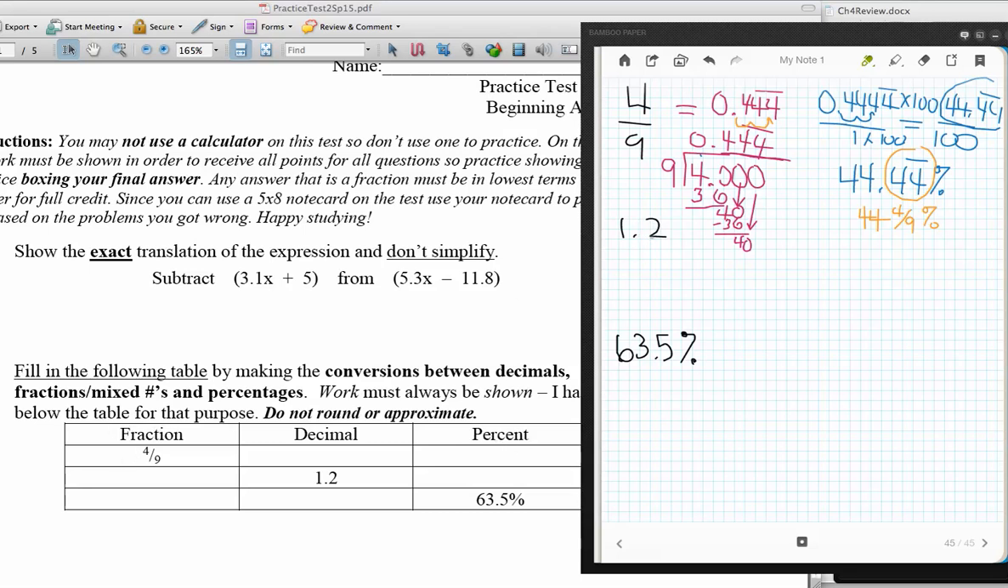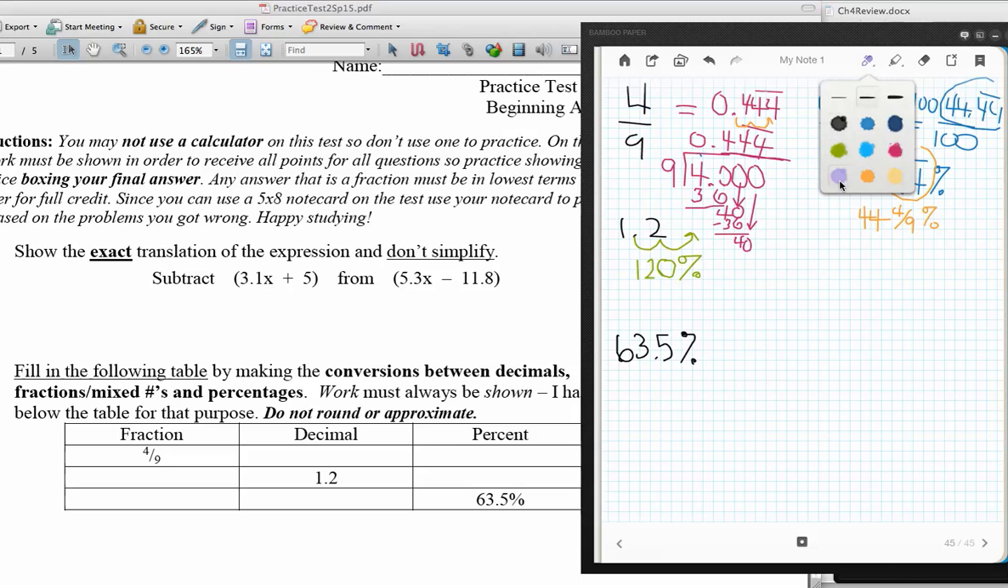So the percentage is quite easy. We just learned that we move the decimal 2 places to the right in order to change it to a percentage. So 1.2 as a percentage is going to be 120%.